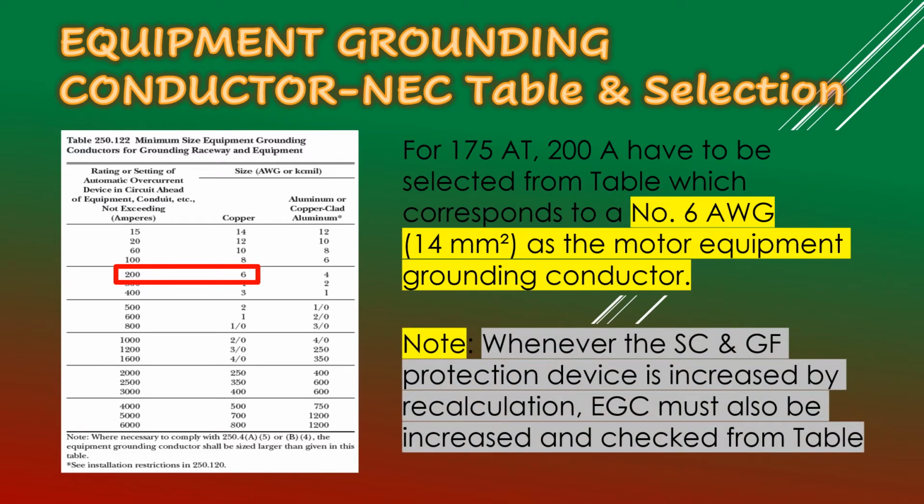Note that whenever the short circuit and ground fault protection device is increased by recalculation, the equipment grounding conductor must also be increased and checked from the table. This is obvious because the equipment grounding conductor depends on the rating of your overcurrent device or short circuit and ground fault protection.